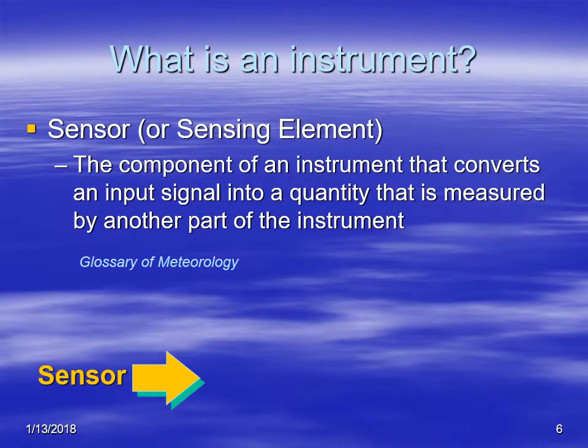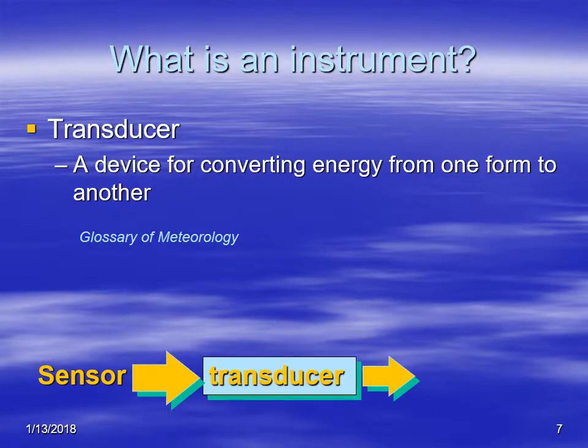So we'll start out with the sensor or the sensing element. Basically, that's the part of the instrument that converts the input signal into a quantity that can be measured by another part of the instrument. In other words, this is what is actually measuring what you want to measure, the sensor. That's usually connected to a transducer or sends its information to a transducer. And a transducer is some device that converts energy from one form to another.